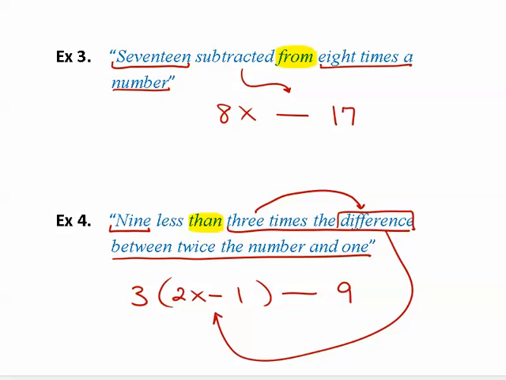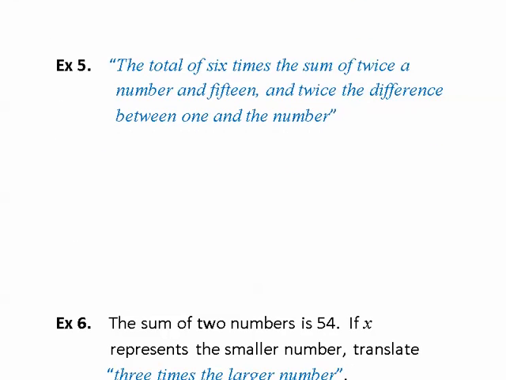All right, let's take a look at number 5. In number 5, it says the total of 6 times the sum of twice a number and 15 and twice the difference between 1 and the number. There's a lot of words going on here, so what you want to do is just kind of take this one slow. Let's start off with the first word being total. Total means to add. So here's my addition.